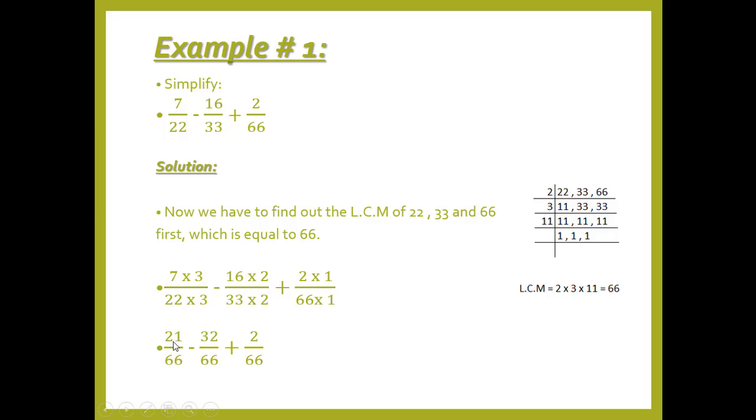Well, now we just have to multiply the values in the numerator and the denominator: 7 times 3 is 21, 22 times 3 is 66, minus 16 times 2 is 32, 33 times 2 is 66, plus 2 times 1 is 2, and 66 times 1 is 66. Now we see that all three fractions have the same denominator. So we just write the denominator once, and add or subtract the numerators as they are.